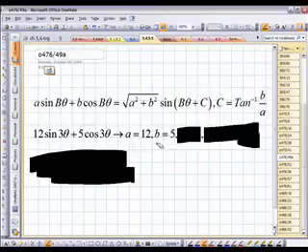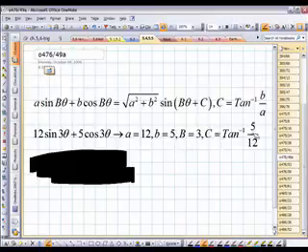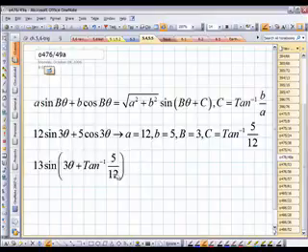So we identify from here what our little a, little b, and big B are. So A is 12, B is 5, big B is 3. So therefore C is inverse tan of 5/12, and then we go ahead and just plug it into the formula up here.